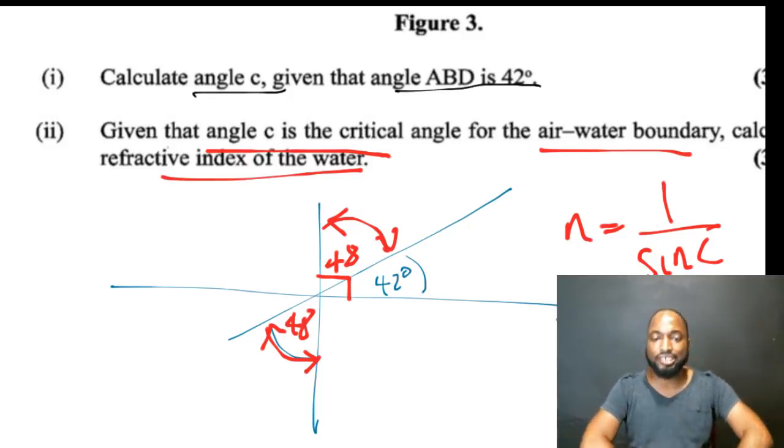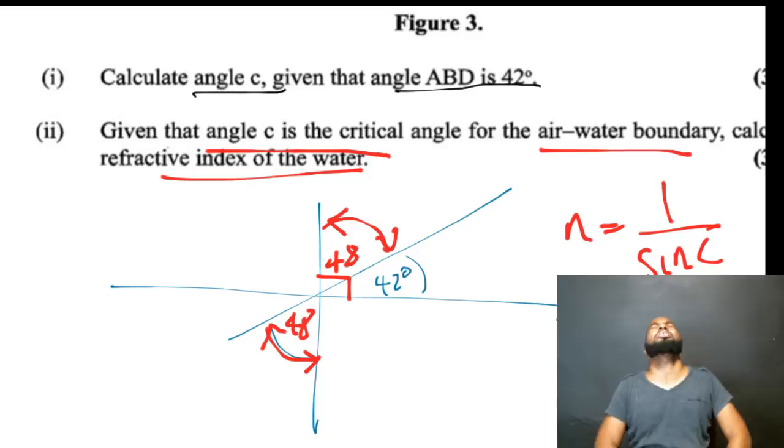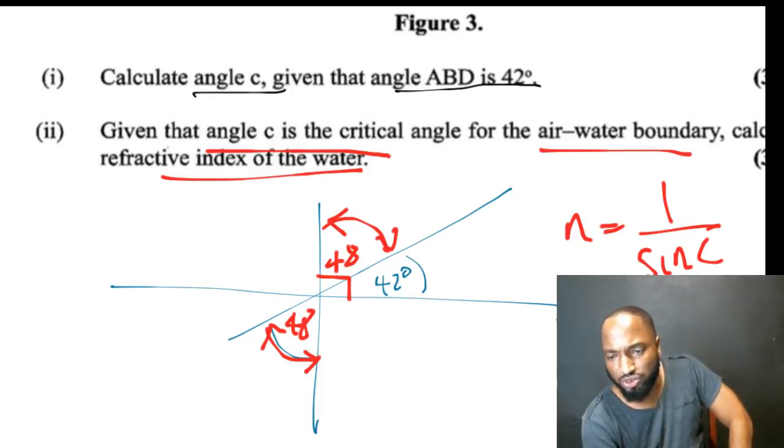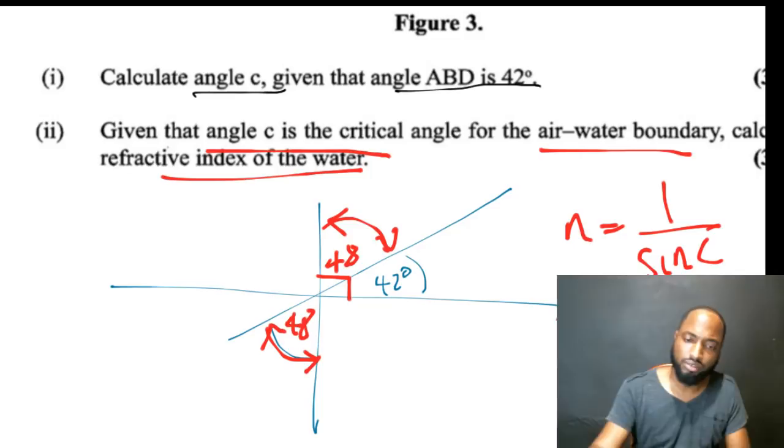Why is it in the chat? I find that question was real easy for a big amount of marks. 3 marks for each thing there. 3 marks for taking 90 take away 42. So they gain 1.35. Let's see.